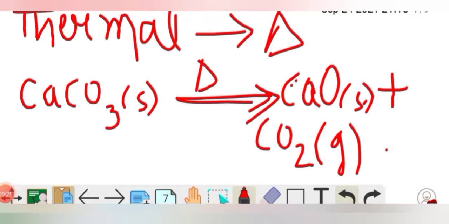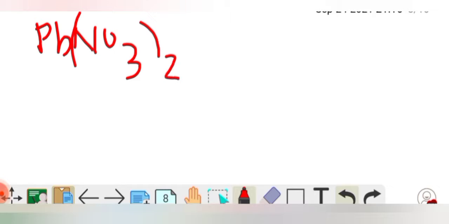We'll go through one more example of a thermal decomposition reaction. When lead nitrate, Pb(NO3)2, reacts, to balance the equation you have to write 2 Pb(NO3)2.